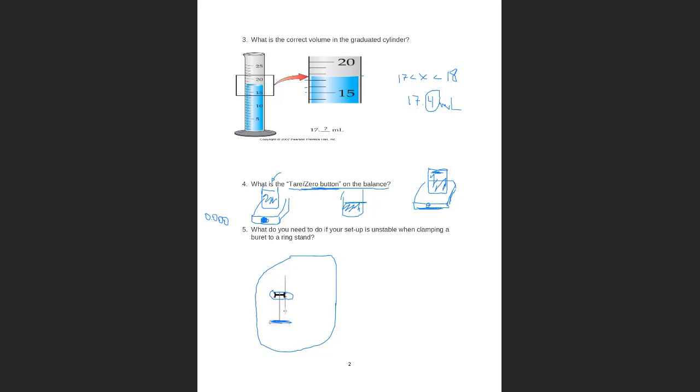So the question is, what do you need to do if your setup is unstable? What do you have to do? What is important basically is that this is a ring stand. This is iron. Sometimes, if you have a huge piece of equipment, the base is going to be unstable and it's going to fall. So you will have to get another ring stand that is bigger, depending on the size of the equipment. Pay attention when you watch the video, because you might need that piece of information.